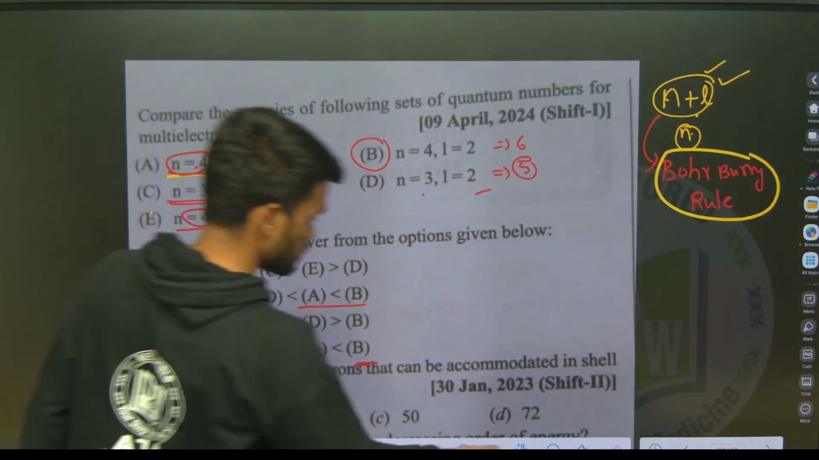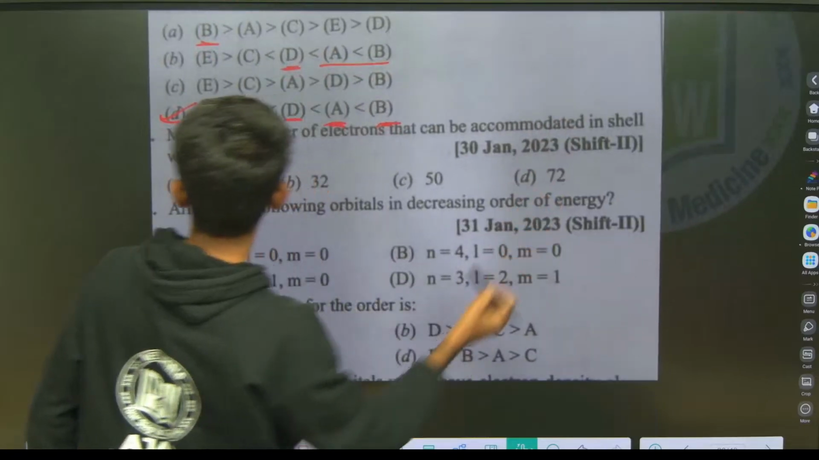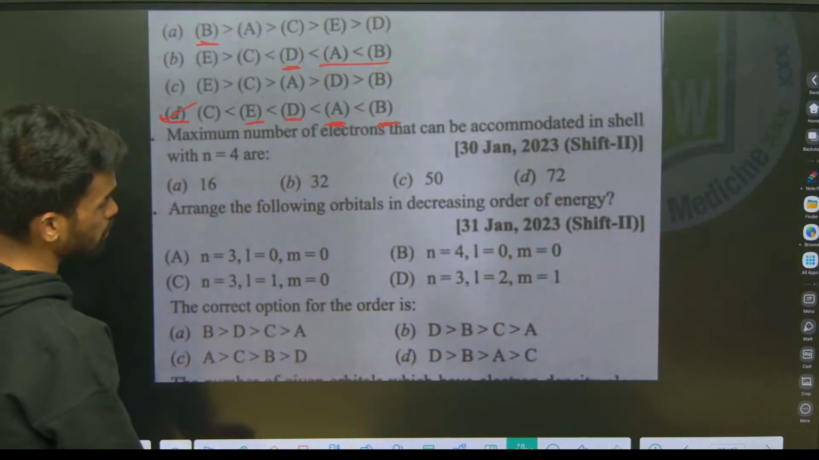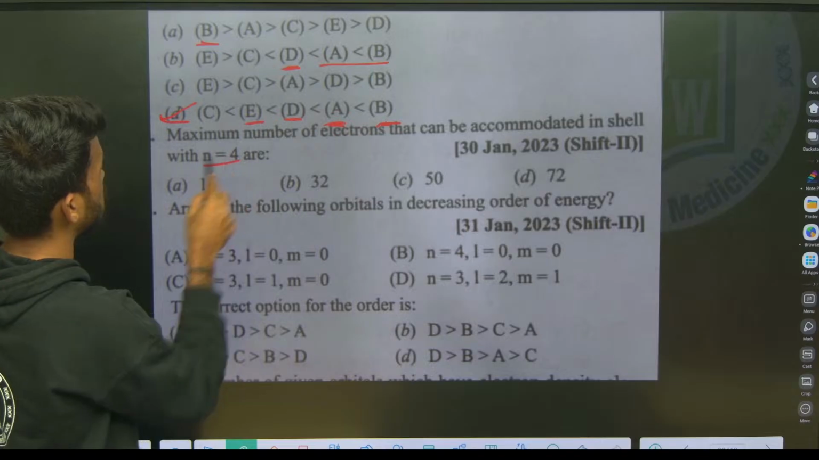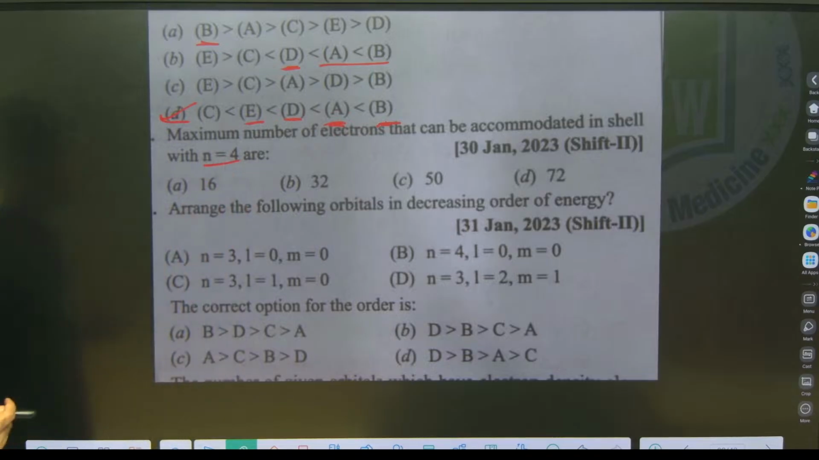Okay, next question. What is the maximum number of electrons that can be accommodated in a shell with n equals 4? How do you solve this?